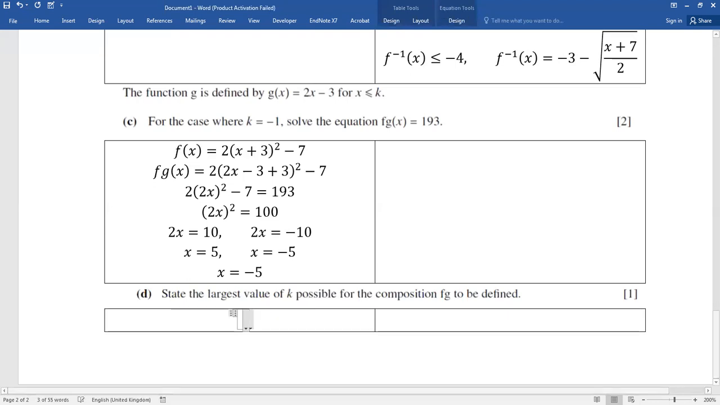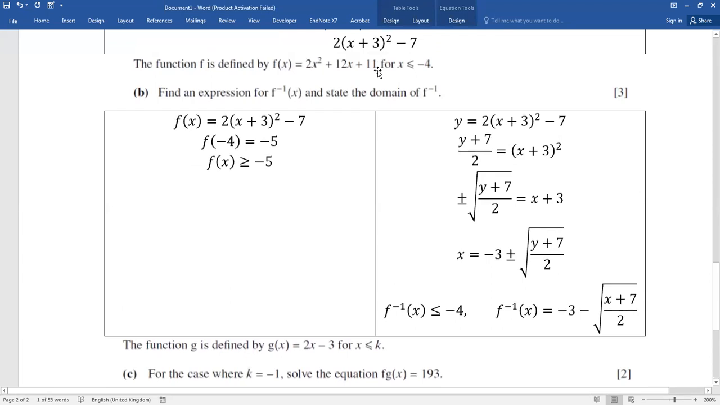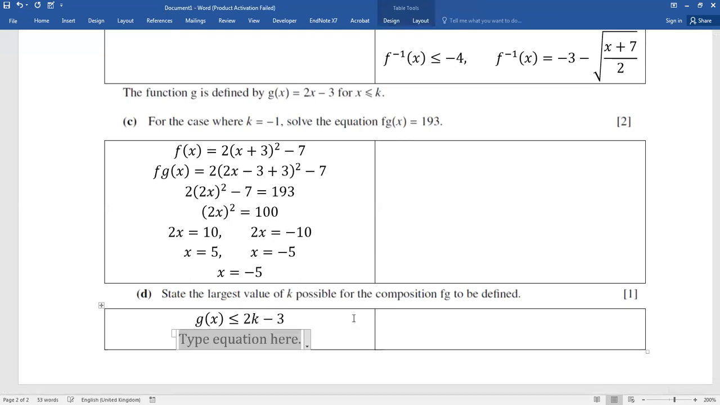I can say that my g of x will always be less than or equal to 2k minus 3. If I plug in the value k, I get 2k minus 3. It's a positive gradient line. If I decrease the inputs, the outputs are decreased. Is this right? Now I know this is a value. I don't know what value it is, but this value must be less than or equal to negative 4. Find the value of k.